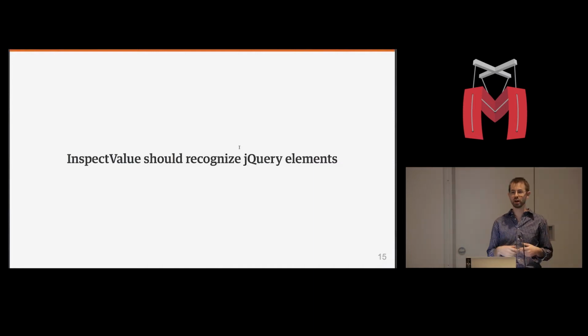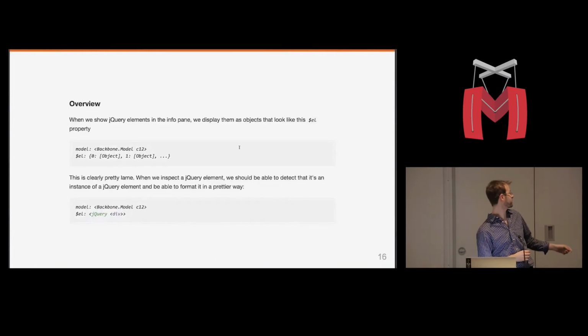When we show an object in the inspector, we want it to be formatted nicely. We format many things well. We don't format jQuery objects well. We format them just like an object. So if you look right here, it looks like an object, and I think it should look like jQuery.